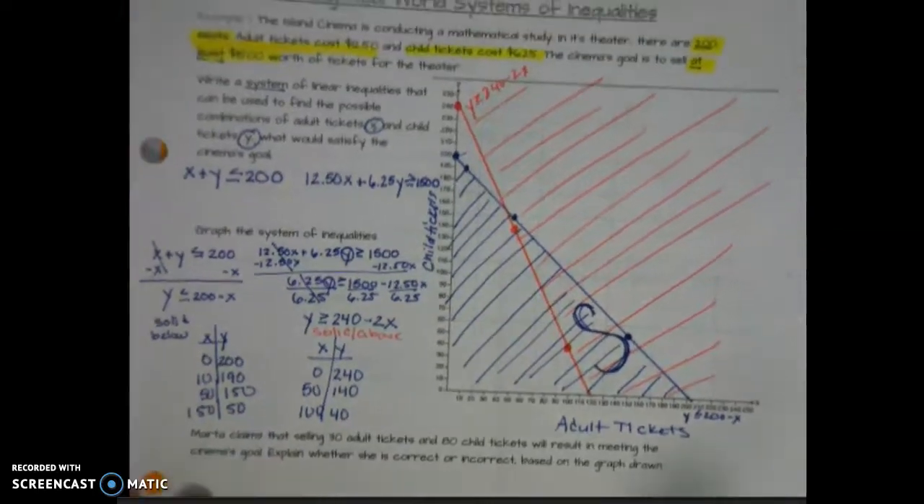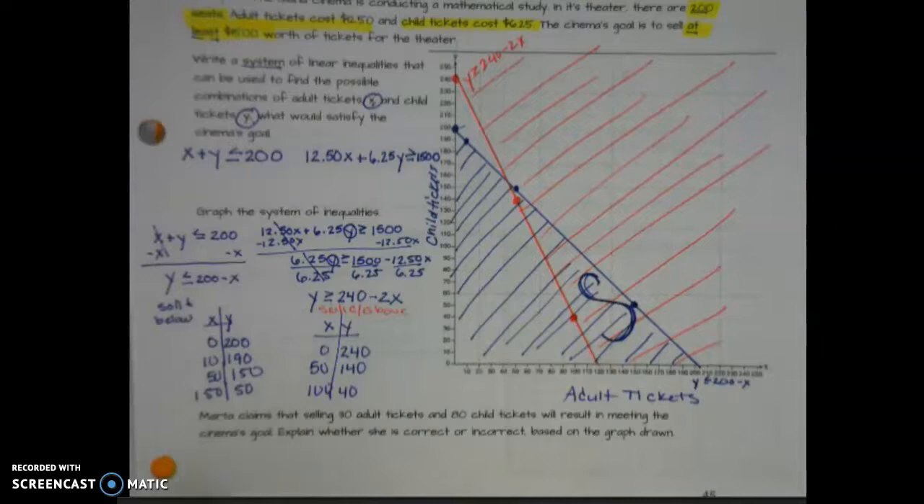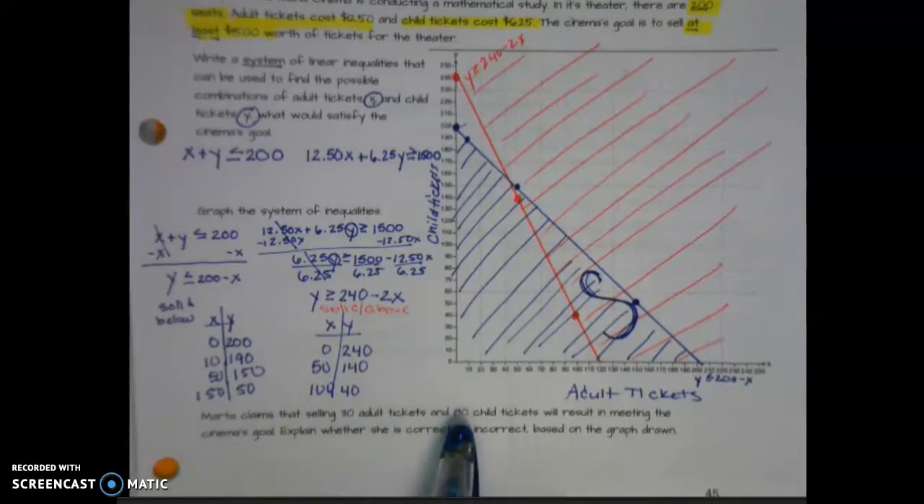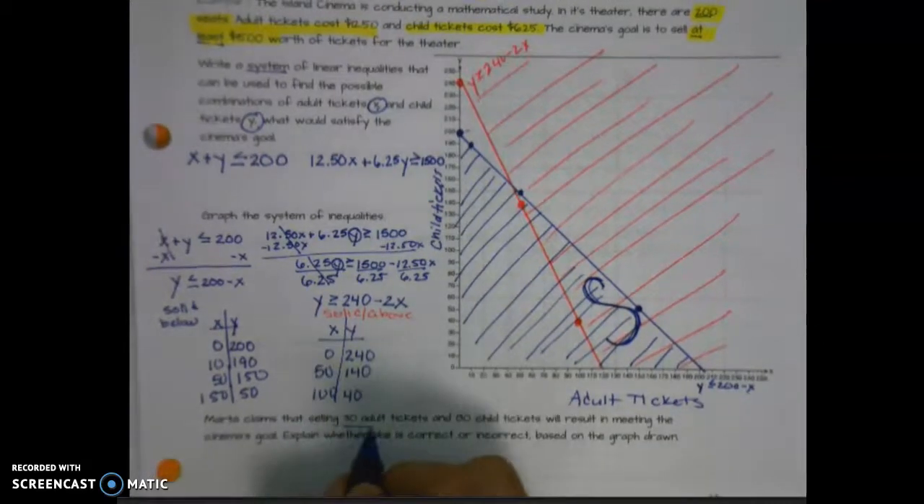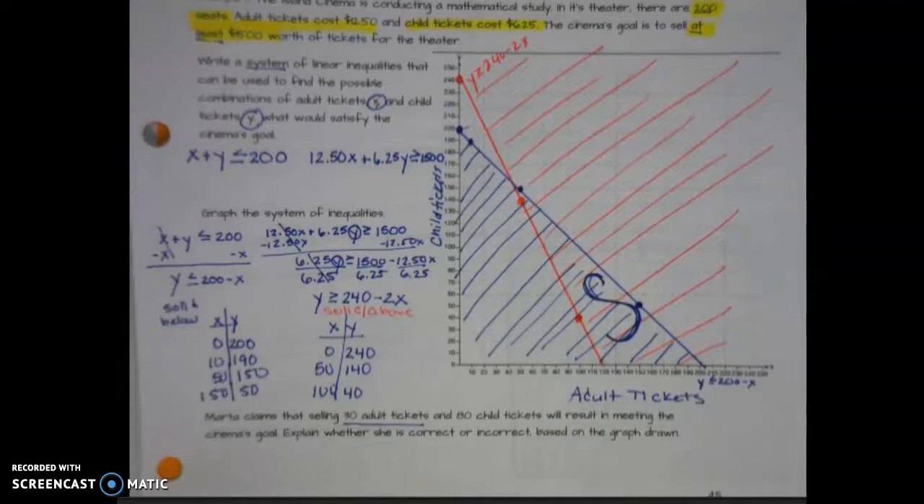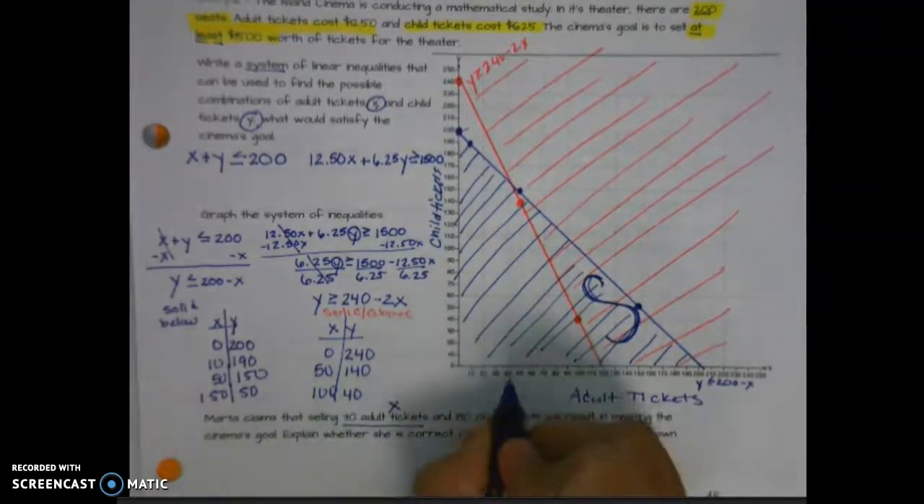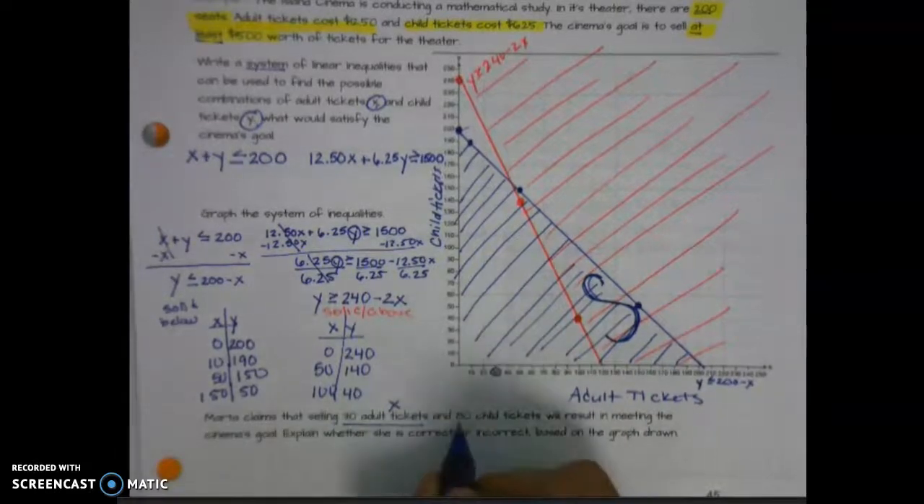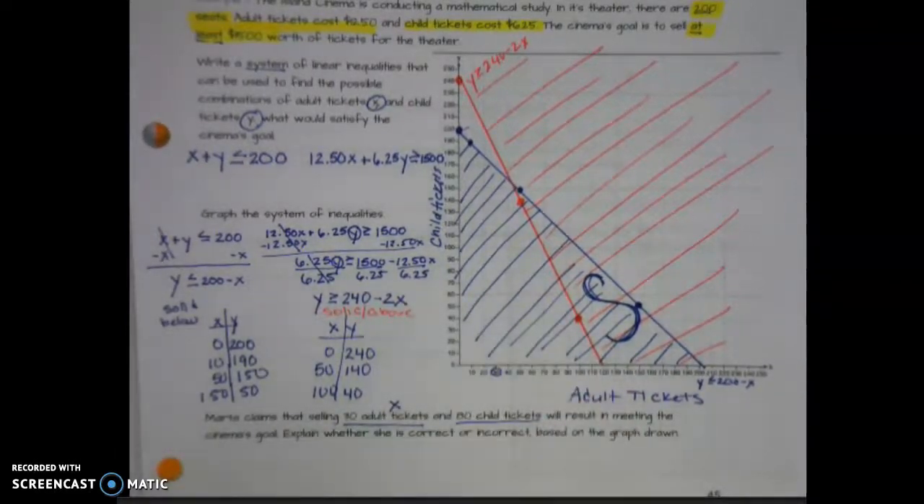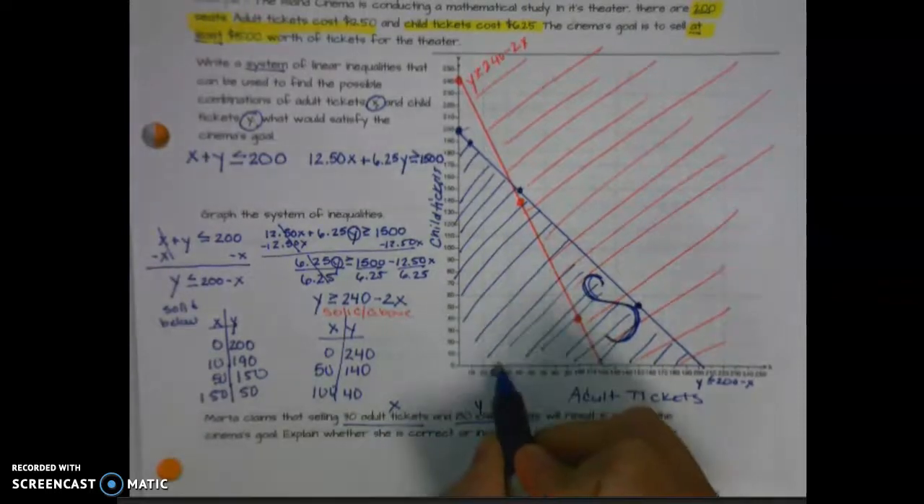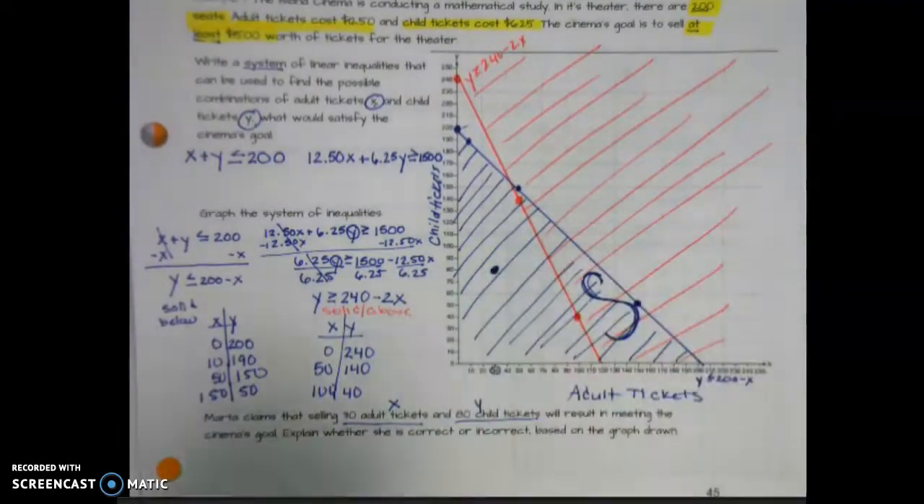Okay, so when you have a question like this, a lot of times there'll be a question about the graph underneath, usually asking if something is a solution or not. And because this is a word problem, instead of just giving you an x and a y, they're saying, would 30 adult tickets and 80 child tickets result in meeting the cinema's goal? Explain whether she is correct or incorrect based on the graph drawn. So 30 adult tickets, would that represent an x or a y value? An x. So I'm going to find the 30 on my x-axis, and then 80 child tickets, that would represent my y value.